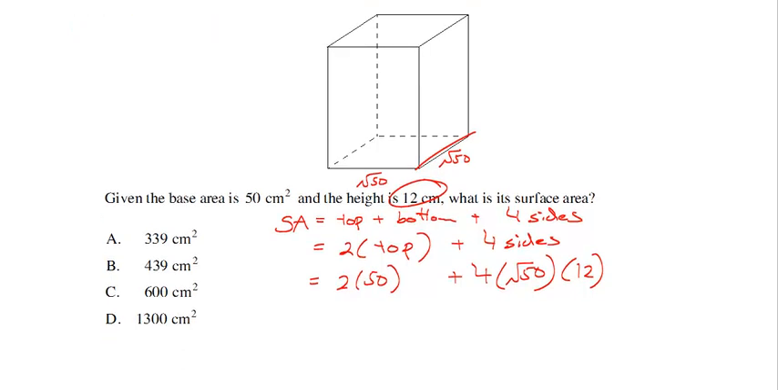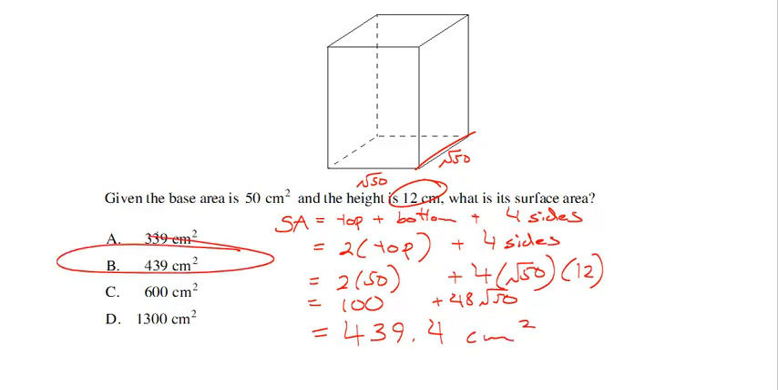And so when you crunch those numbers, 2 times 50 is 100. 4 times 12 will be 48 times whatever the square root of 50 is, a little bit more than 7. And when you add all these up to approximately 1 decimal place, we have 439.4 centimeters squared. B.